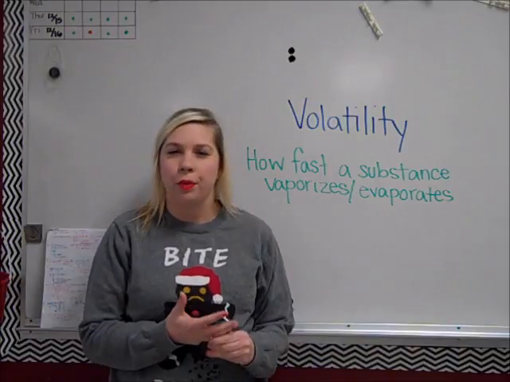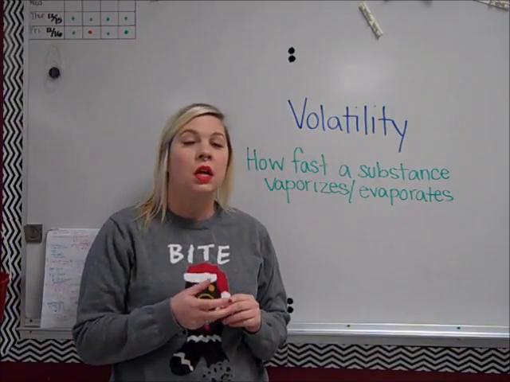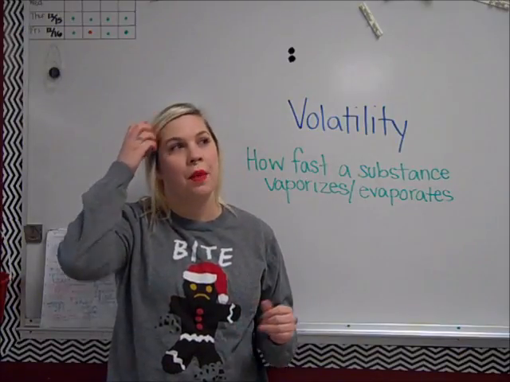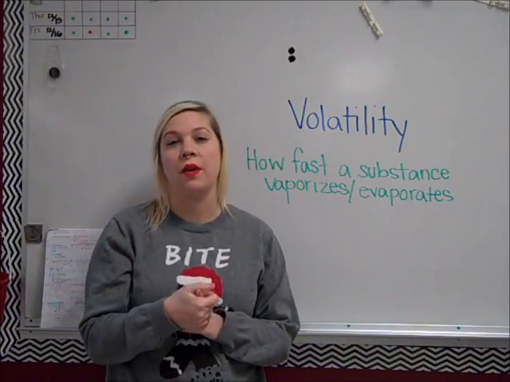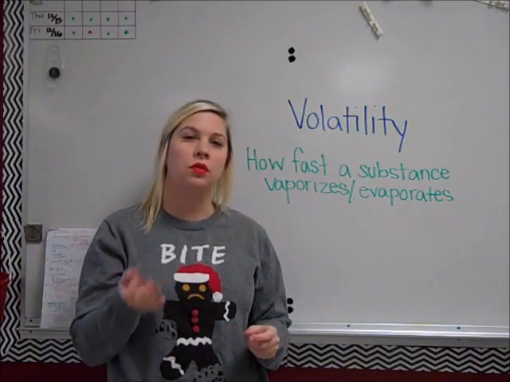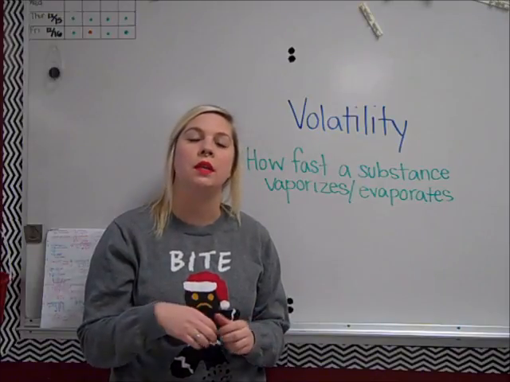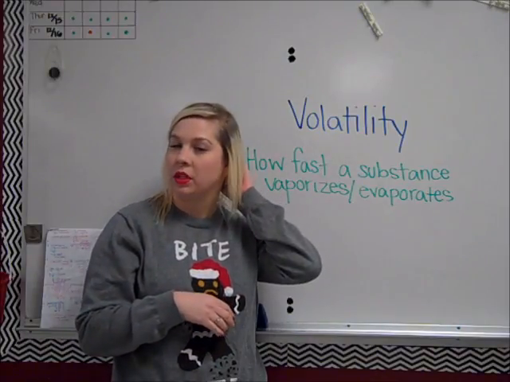Okay, so the next physical property that we're going to talk about is volatility. And volatility is how quickly the substance can vaporize or evaporate. So this actually goes back to that boiling point and melting point physical property that we talked about earlier.